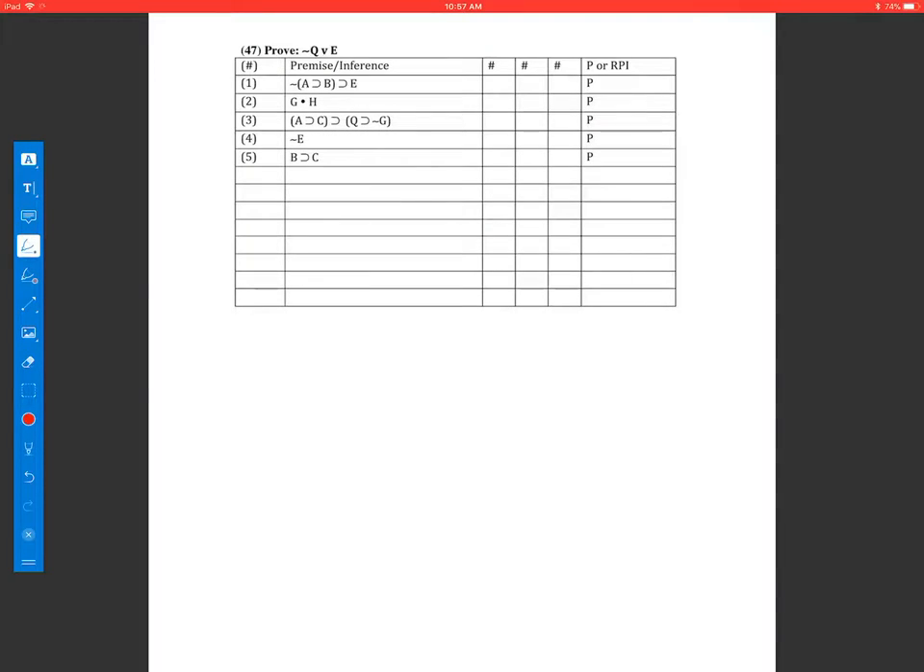Okay. Here on 47, we need to prove this disjunction, not Q or E. So we look for the disjunction as a unit, and I don't see it. So I could look for its opposite in an antecedent, and I don't see that either.